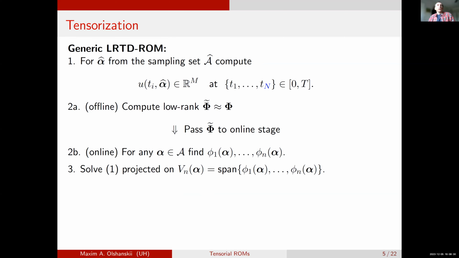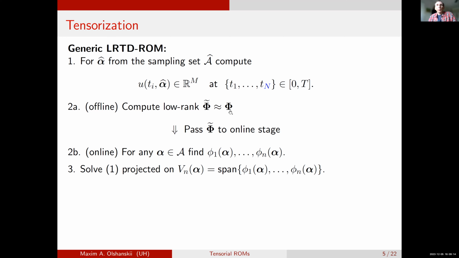All right, so summarizing the general form of our LRTD, low rank tensor decomposition, or I will say just tensor ROM. A generic tensor ROM is this. We collect snapshots as usual, and at the end we project our dynamical system into parameter dependent space, also the usual. But in between we now do our dimensional reduction in 2 steps, offline and online.